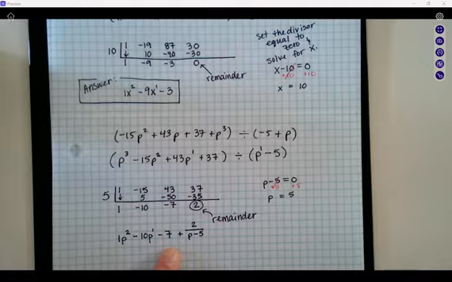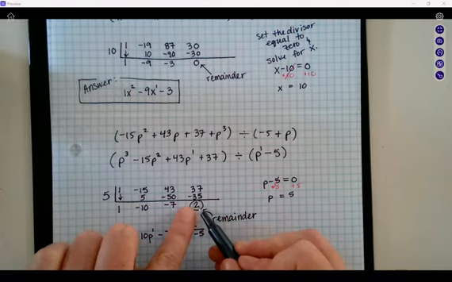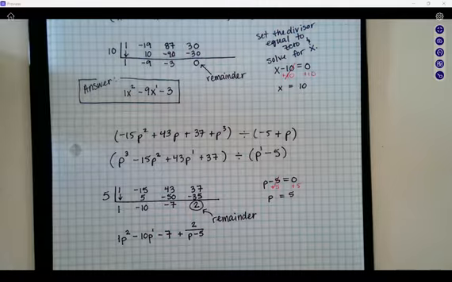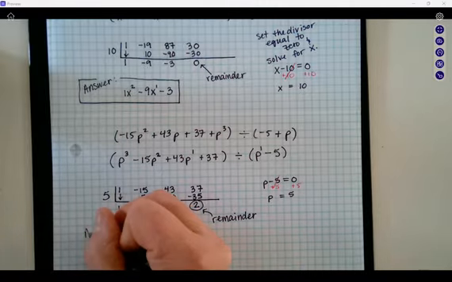I really want to be clear, if our remainder was a negative number, then you wouldn't say plus this negative, you would just put a minus sign right here instead of a plus sign. I'm going to go ahead and label this as my answer.